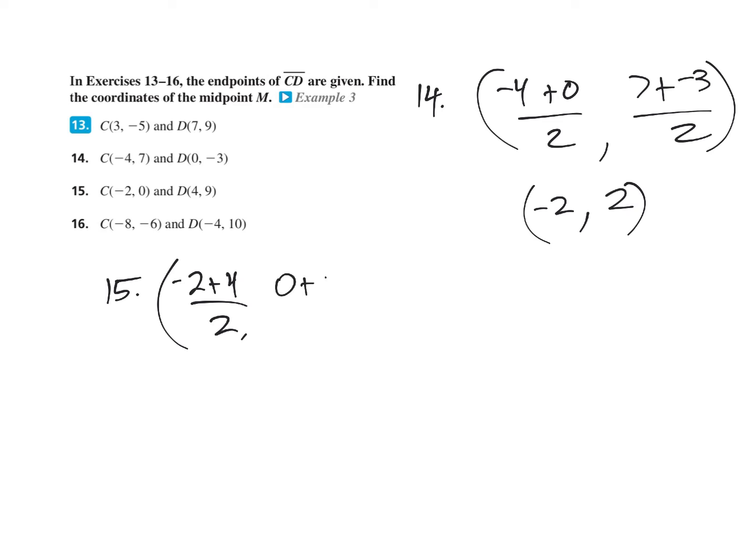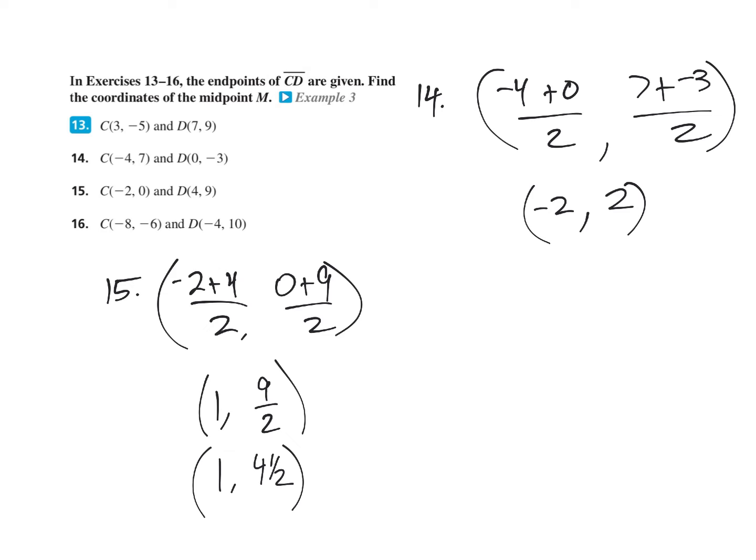Number 15, the x's are -2 and 4, and the y's are 0 and 9. So -2 plus 4 is 2. 2 over 2 is 1. 0 plus 9 is 9. 9 halves. And you should know that that's 4 and 1/2. So 1, 9 halves, that's 1, 4 and 1/2.